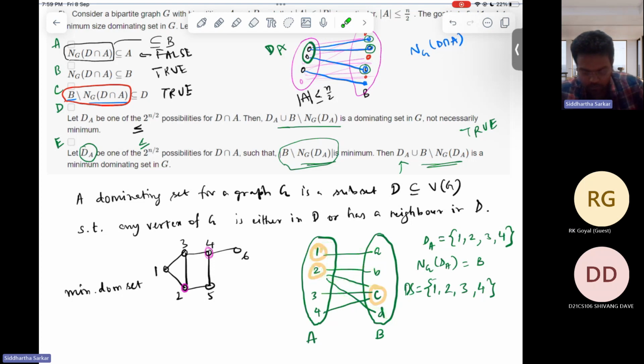So DA is 1, 2. So that is a minimum set, even in this case also. We have made some mistake, it looks like, because see, 1, 2 is not a dominating set. What is the definition of dominating set? It is saying that any vertex of G is either in D or has a neighbor in D. So 3 doesn't have a neighbor in 1, 2. 3 has only one neighbor, that is C.